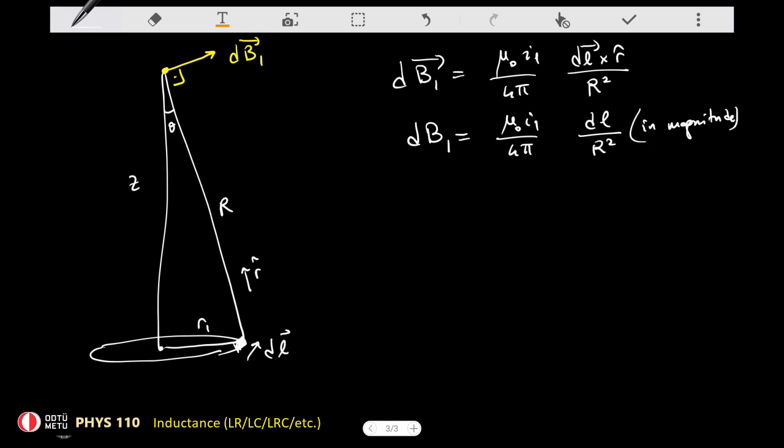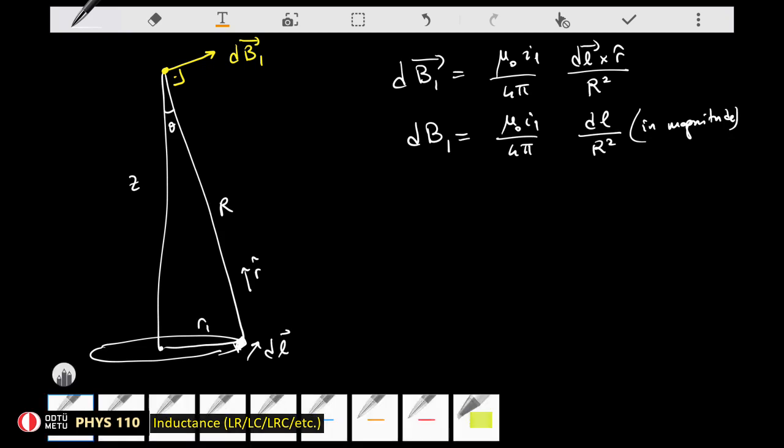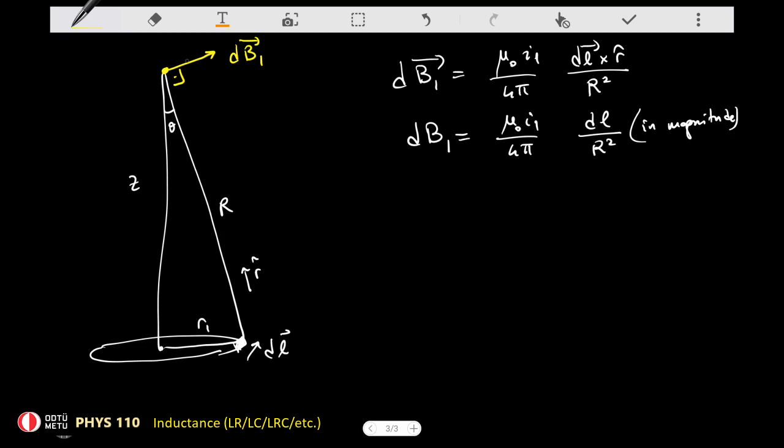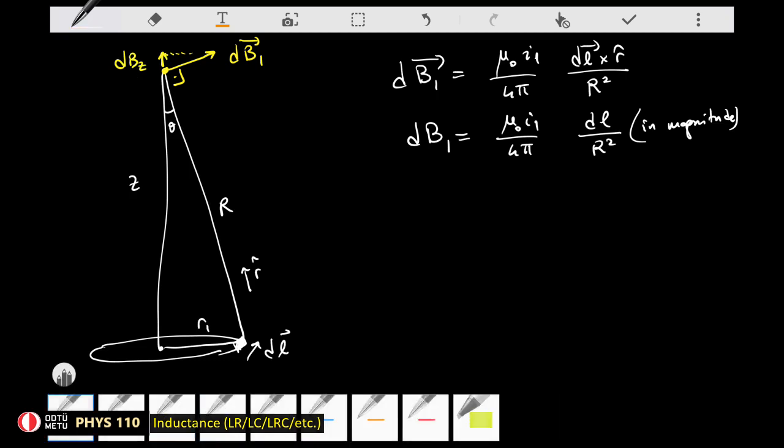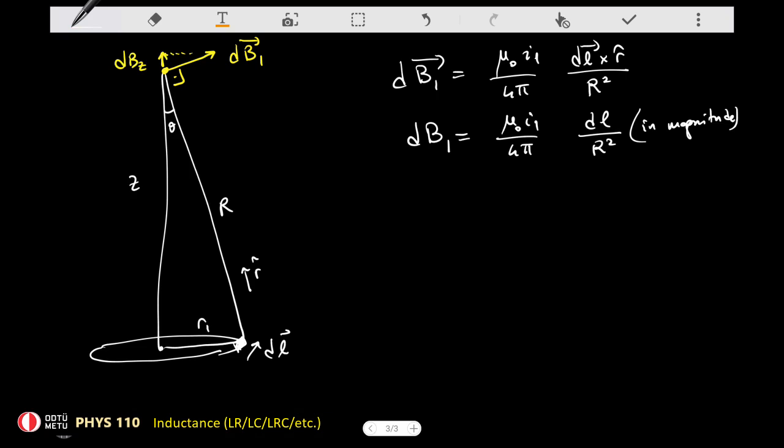All right, but we don't need this. We only need the z component of the magnetic field. So it's basically that component in here. So that's dBz. Let's write it down like that. Should I call this dB1z? I don't know.